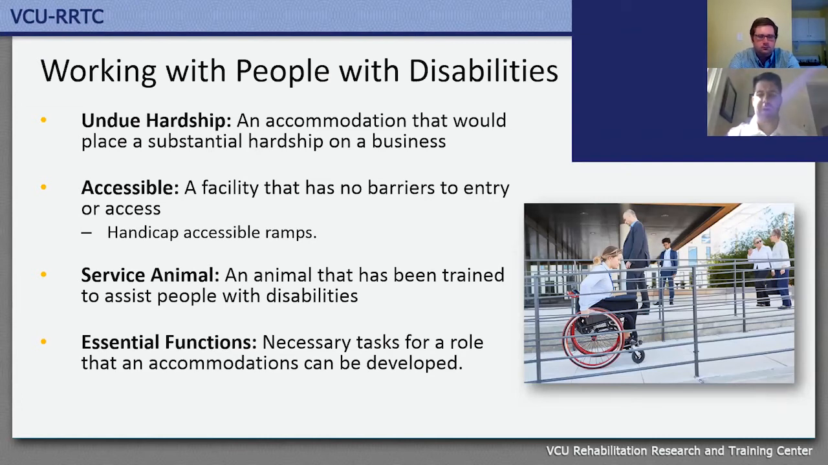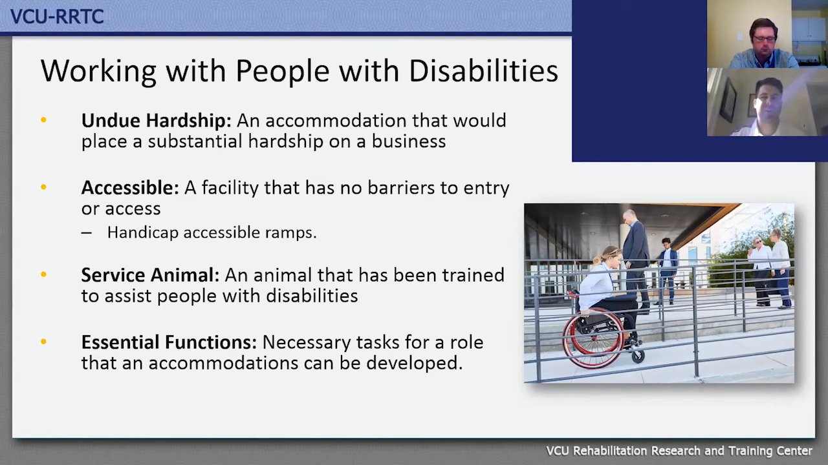So now we're going to talk about some things that you, the employer, should know. When you're working with individuals with disabilities, there are some important things to know. As we talked about in the previous slide about reasonable accommodations in the workplace, it should also be noted that there are undue hardships. And undue hardships are accommodations that would place a substantial hardship on a business.